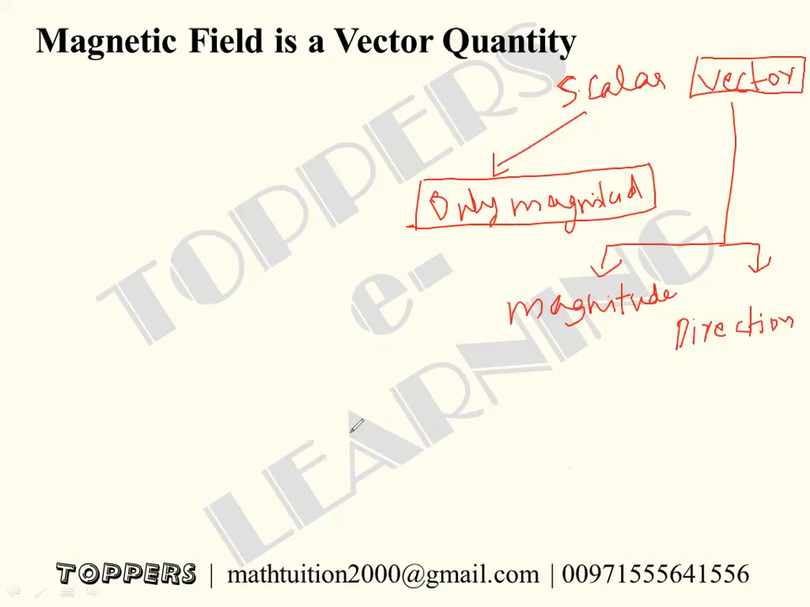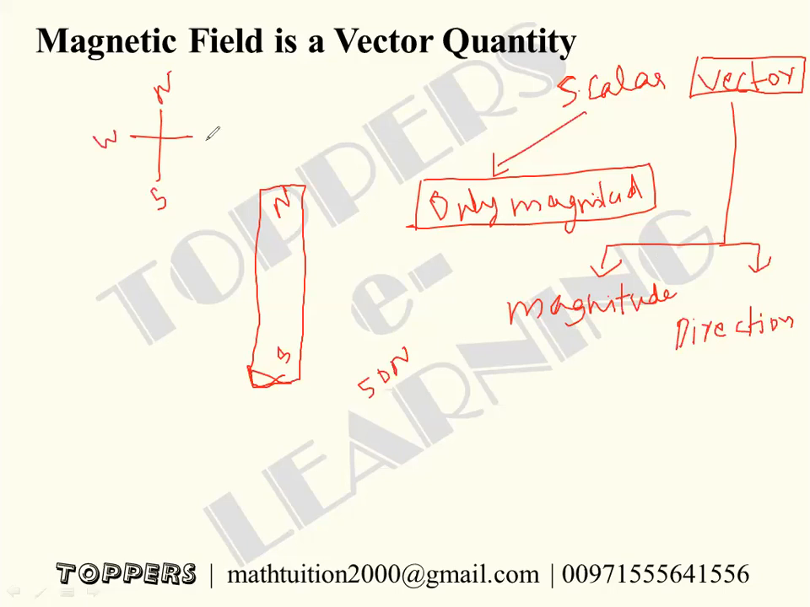Such physical quantities are known as vector quantity. For example, suppose I have a bar magnet, and I apply a force of 50 Newton on this bar magnet. In which direction will it move? Some people will say it will be in the north direction. Some will say south direction, or west, east, etc.